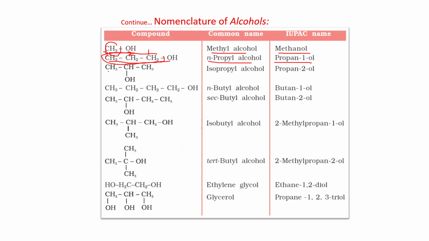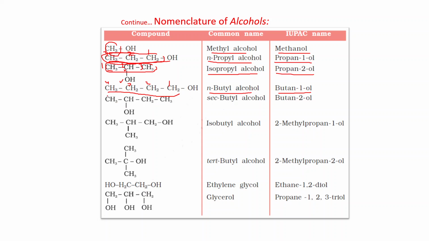Now this OH is attached to the middle carbon atom and this is an isopropyl group. That's why in the common name this is isopropyl alcohol and in the IUPAC name this is propane 2-ol. Now in that case we give the numbering 1, 2 and 3. That's why this is propane 2-ol. Now this is a normal butyl group. That's why in the common name this is normal butyl alcohol. And numbering 1, 2, 3 and 4, according to the IUPAC name it's butane 1-ol.